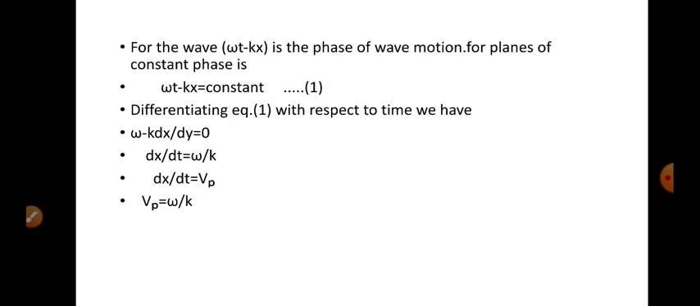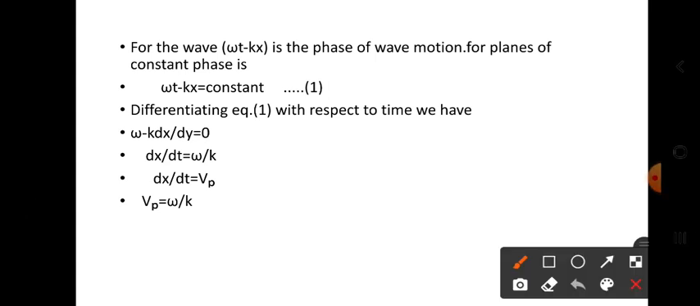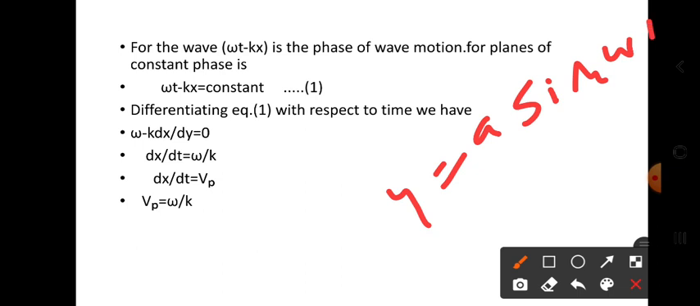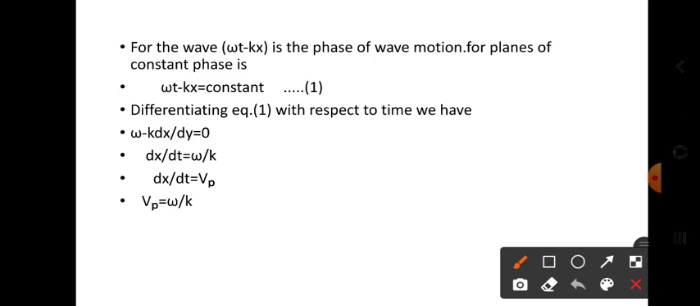For the wave, just now I have written y equals a sin(omega t minus kx). Here omega t minus kx is constant. Why? Because the phase difference is constant. So that means this phase, this angle must be constant, right? For this constant, see here, that is written as a constant.